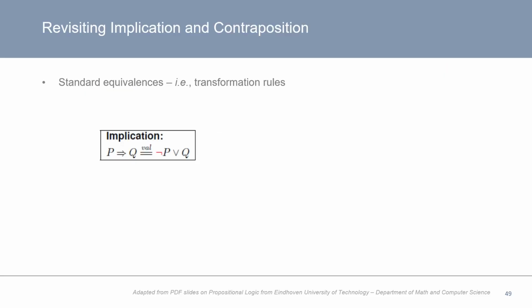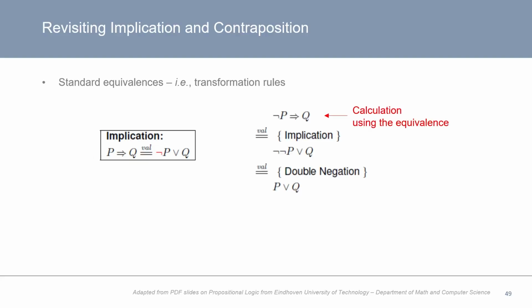Next, we have the implication and contraposition standard equivalences. Starting with the implication equivalence, if P then Q is equivalent to not P or Q. On the right, we can see our first example of how we can use these equivalence rules to transform logical expressions. Starting with not P implies Q, we can apply the implication equivalence to yield double negate P or Q. We can then apply the double negation equivalence to yield P or Q. Ultimately, this means that negated P implies Q is equivalent to P or Q.